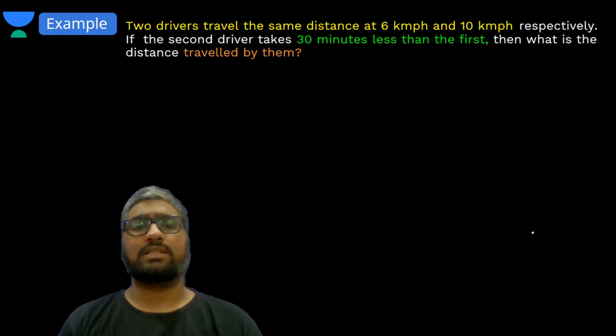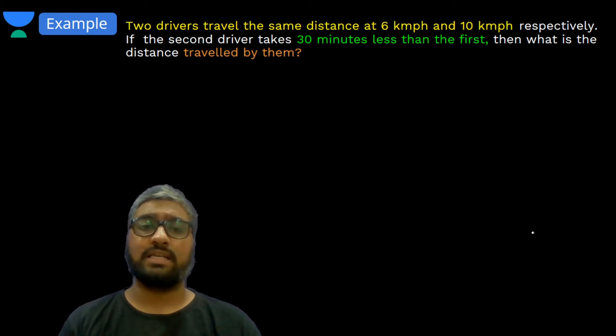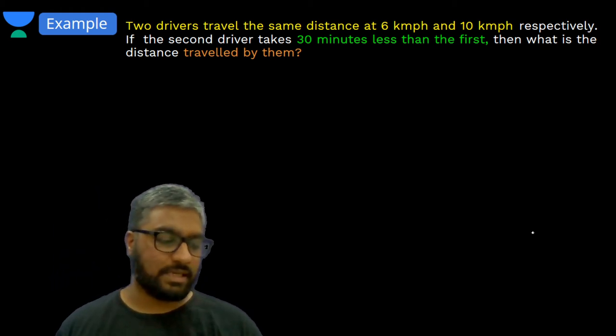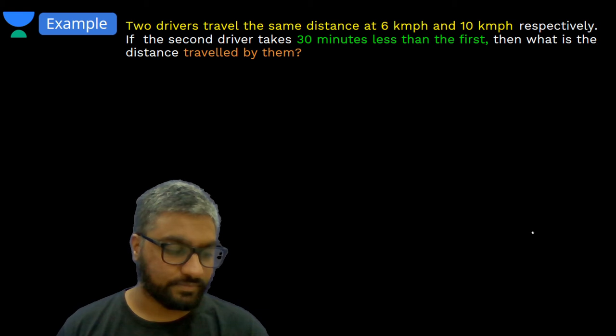So read this question. Two drivers travel the same distance at 6 and 10 kilometers per hour respectively. If the second driver takes 30 minutes less than the first, then what is the distance traveled by them? So the question here is asking for the distance.